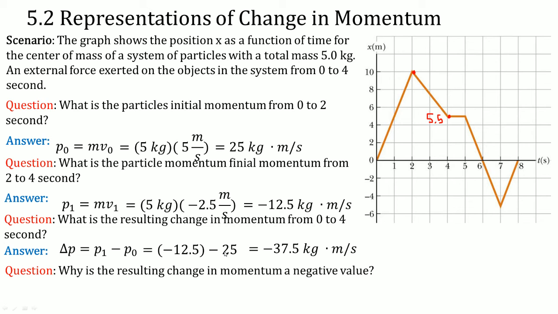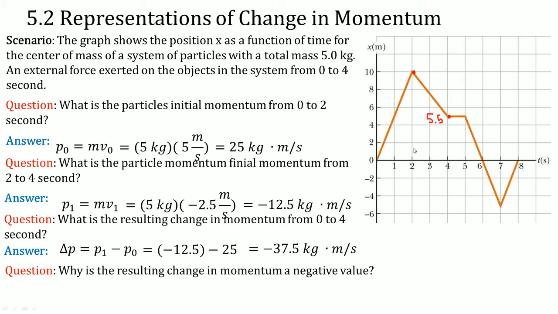So the question finally asks, why is the resulting change in momentum here a negative value? Well, take a look at the graph. If you describe the scenario, the object was moving and gaining distance. Then all of a sudden, after 2 seconds, the distance decreased. So the object's coming back.